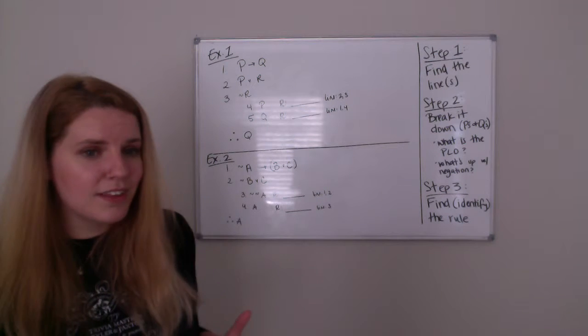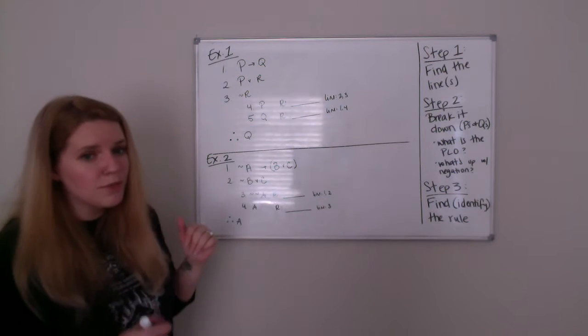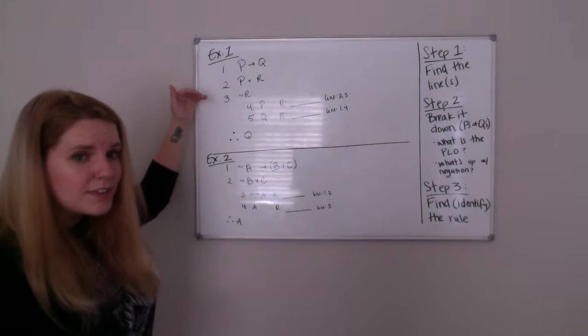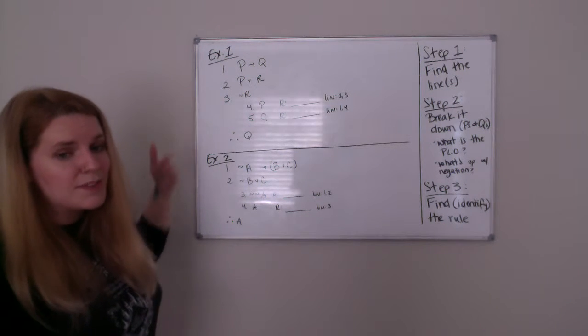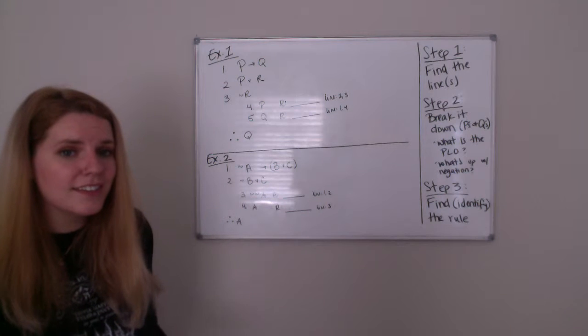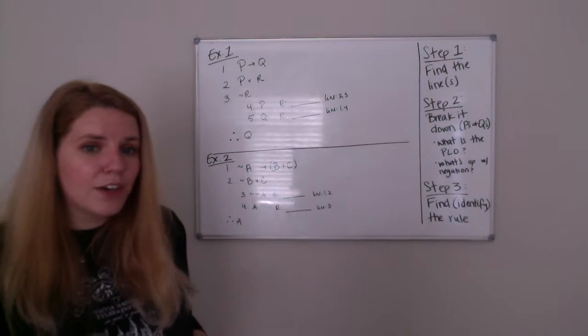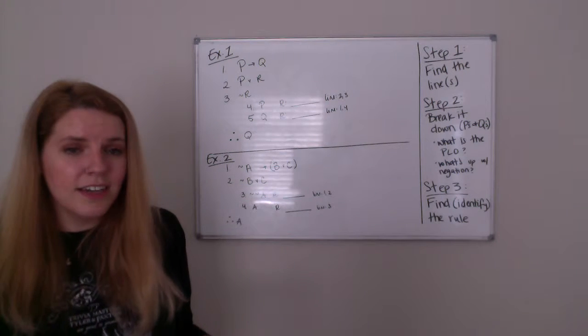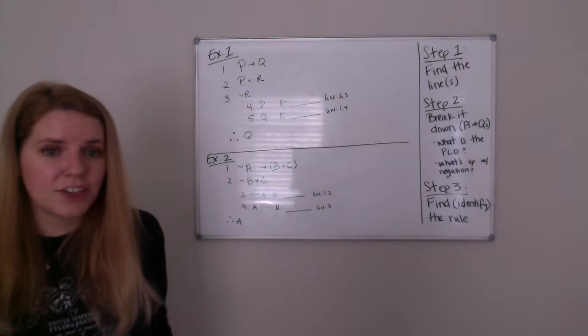Now we're going to start with our example. So example 1, again, our first premise was if P then Q. Our second premise was P or R. And our third premise was not R. Our conclusion is Q. So now we have to see how we can get from these premises to the conclusion. What rules of deduction can we use to get from the premises to the conclusion?